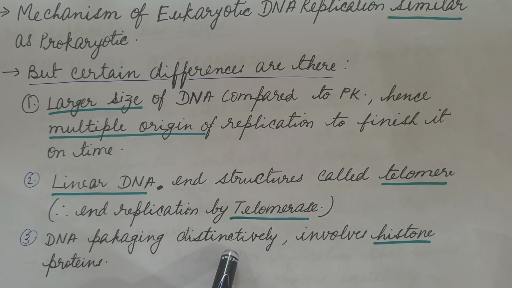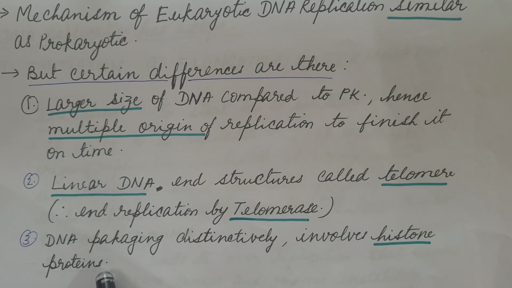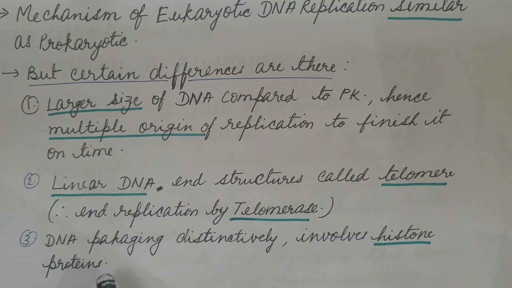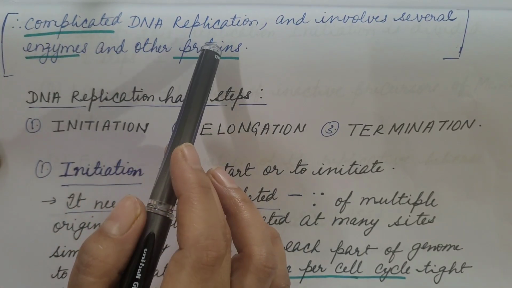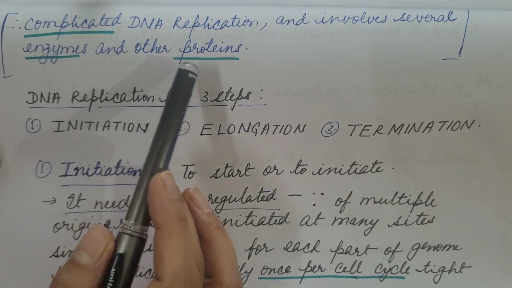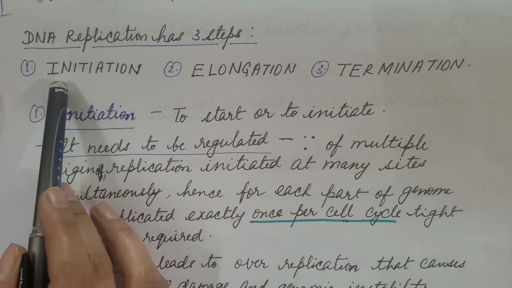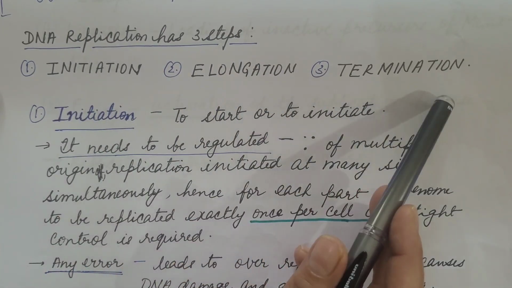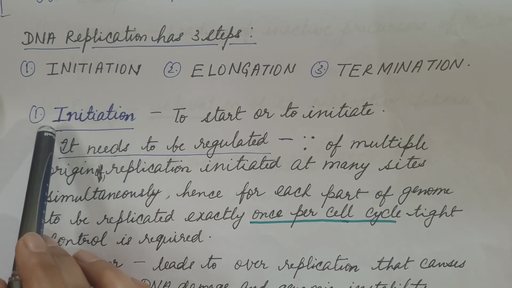DNA packaging distinctively involves histone proteins. So we already know that in eukaryotes, DNA is a coiled structure. This we will discuss in detail in a separate video. Because of these complications, DNA replication is complicated and it involves several enzymes and other proteins. We already know that DNA replication has three steps: initiation, elongation and termination. Here we will discuss the initiation step.